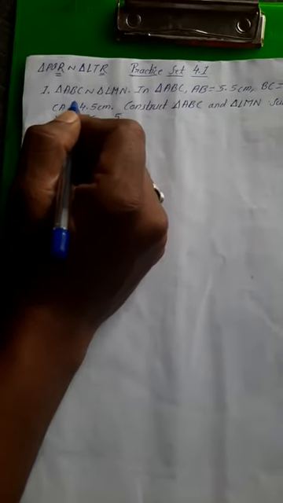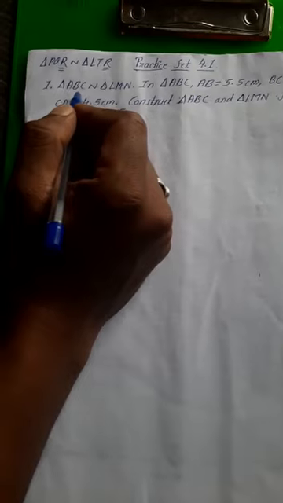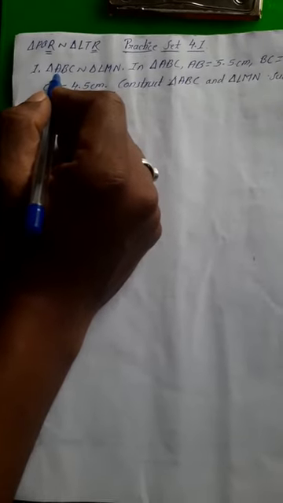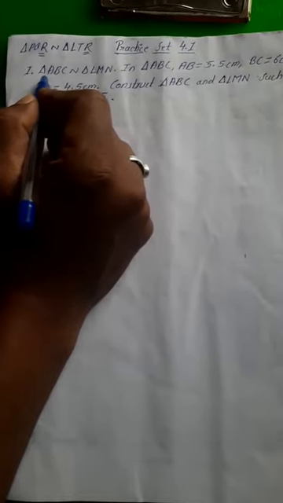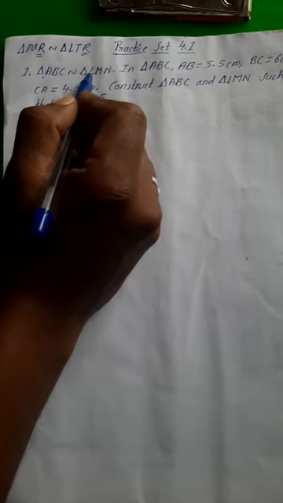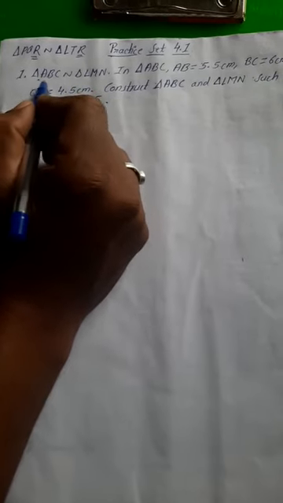Okay students, now we are going to solve practice set 4.1. In this we are going to see the construction of similar triangles. Now here there are two types of constructions. First, triangle ABC is similar to triangle LMN. If you observe, the vertices of these two triangles are totally different. Here ABC and here LMN.